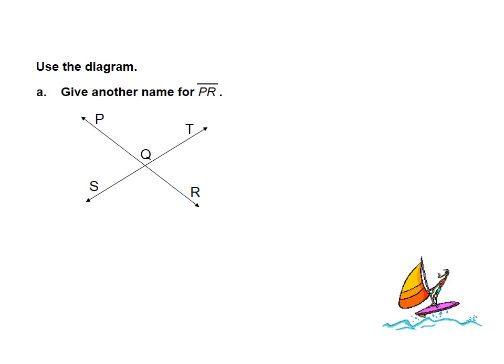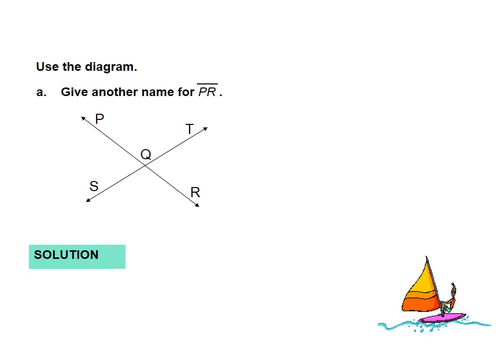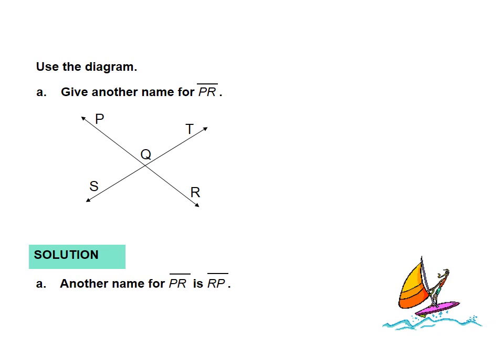Now use the diagram to give another name for line segment PR. If you need to, pause the screen. Just like the line, we can also go backwards using RP. Again, it uses the same notation without the arrows.